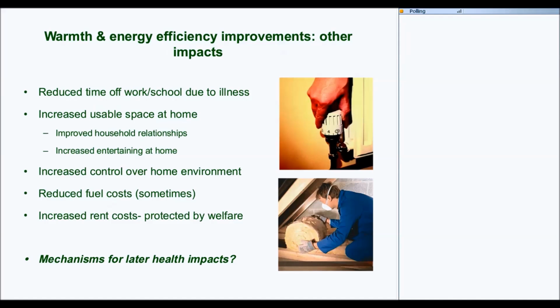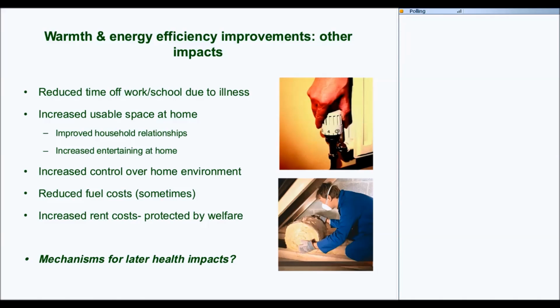There were other effects or changes in outcomes that were reported in the warmth and energy efficiency studies. These included things like reduced time off work or school due to illness, in particular respiratory illness, and increased usable space in the home, and this was linked to improvements in household relationships and people saying that they could invite friends and neighbours into the house to entertain them. People said that they had increased control over the home environment. Some people reported reduced fuel costs due to the energy efficiency measures.